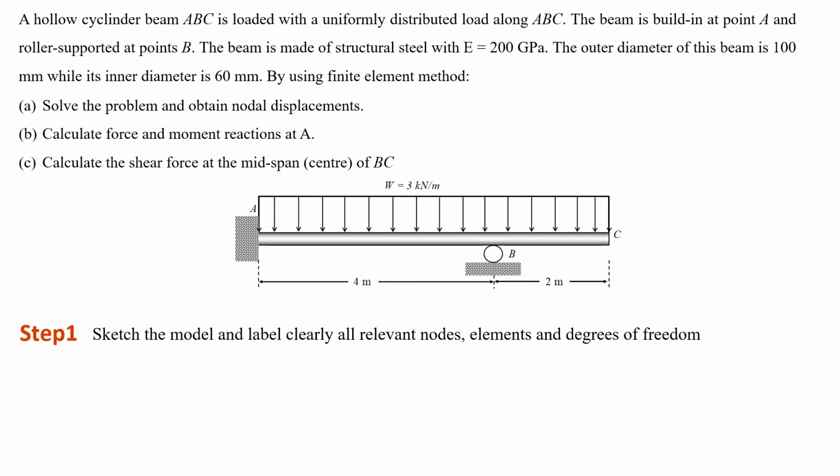So the first step is to create the nodes. As in this problem we have 3 points A, B, C, we can create 3 nodes A, B, and C. Then, by using these nodes, we can create the elements. So we can create 2 elements in this problem. Element 1 is connected by nodes A and B, while element 2 is connected by nodes B and C.